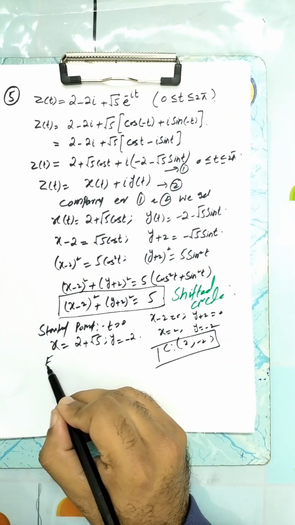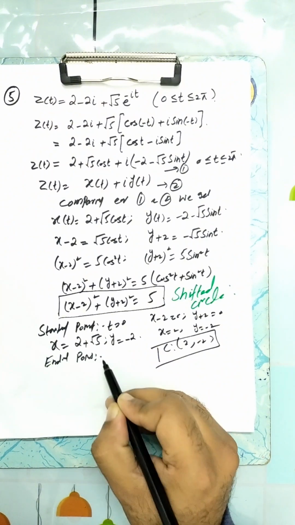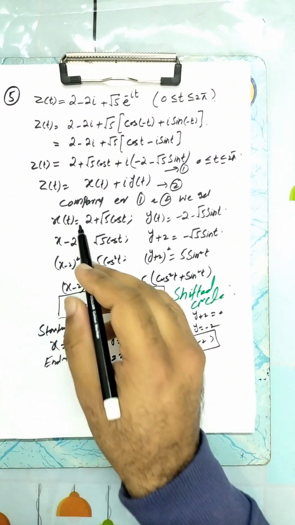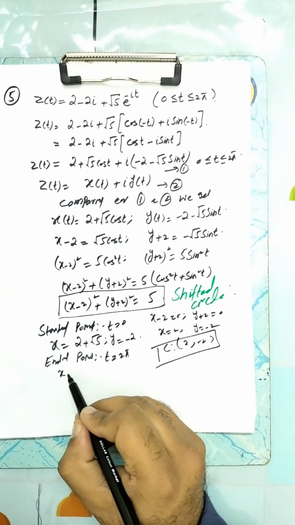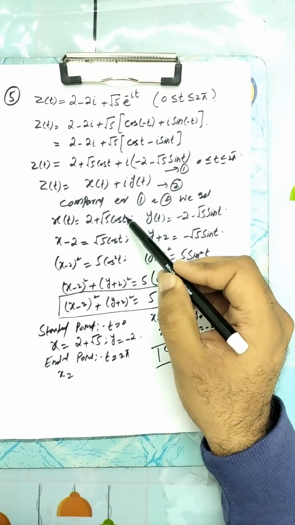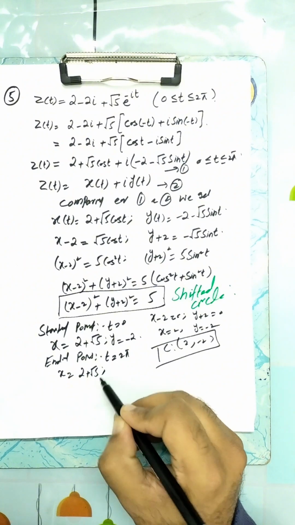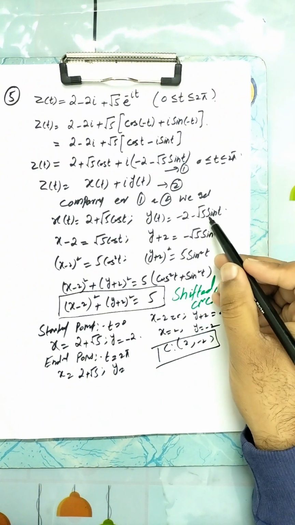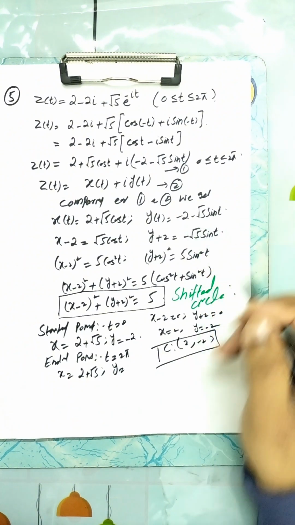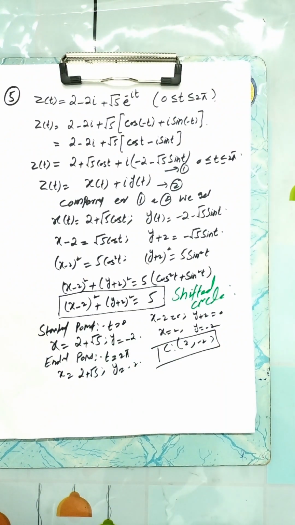Now the ending point, at t is equal to 2 pi. Put here x is equal to 2 plus root 5 cos 2 pi. What is the value of cos 2 pi? I think cos 2 pi is 1. So this again becomes 2 plus root 5, and sin 2 pi is 0, so y is equal to again minus 2. So this is the starting and ending point.